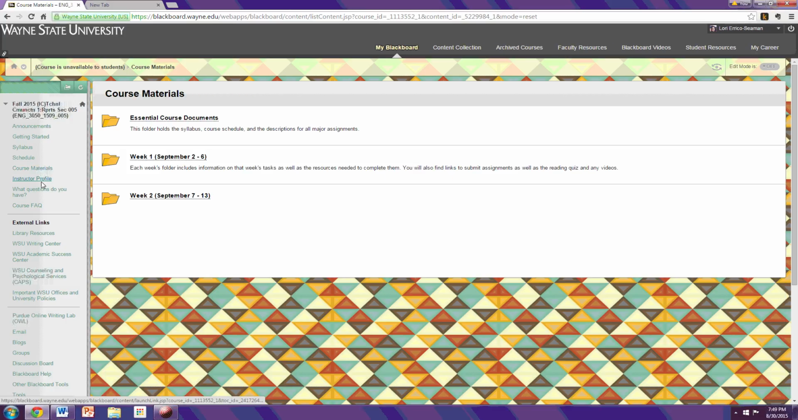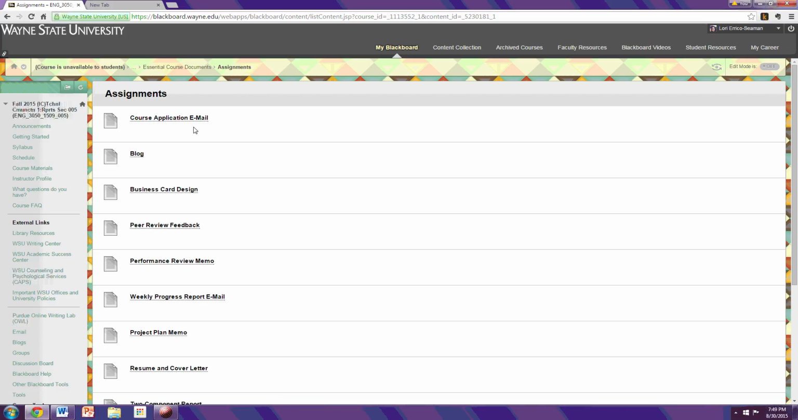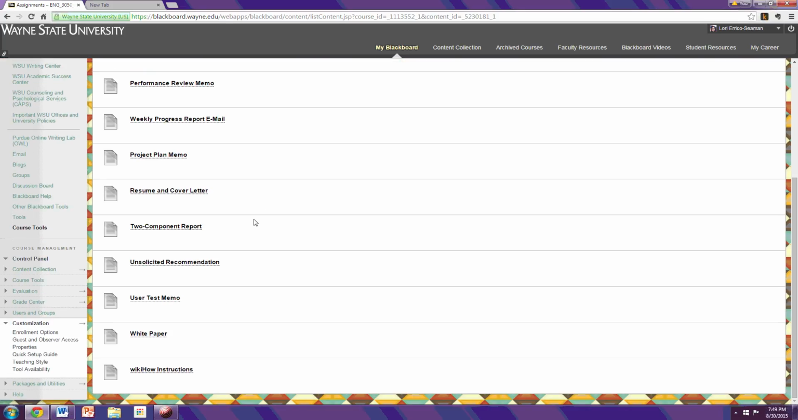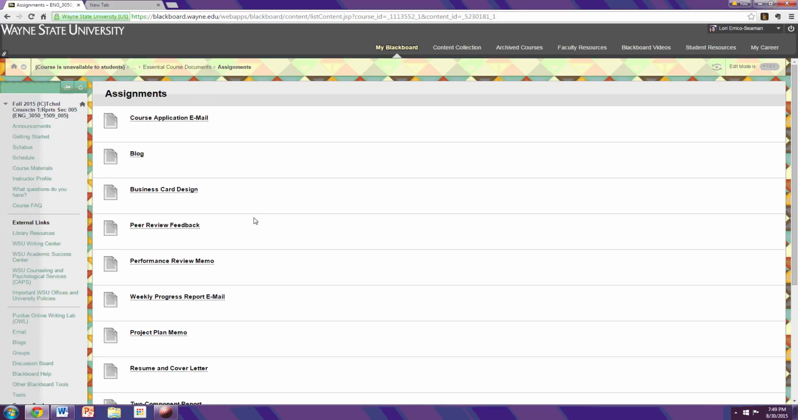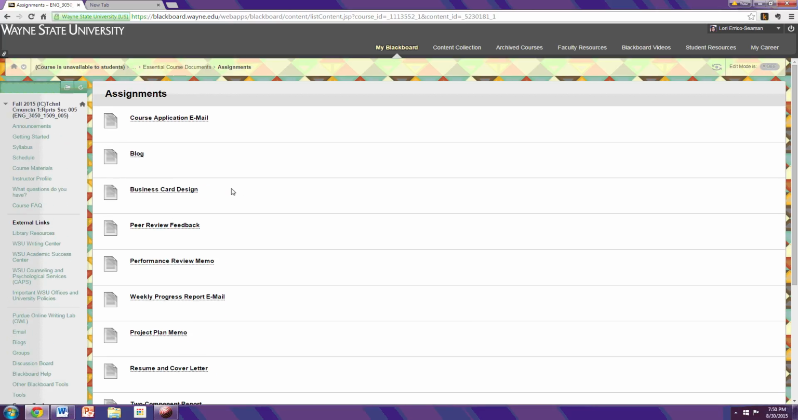Now that same information can also be found in Course Materials. This is the heart of the course. At the top is the essential course documents, where you will find another copy of the syllabus, another copy of the schedule, and descriptions for all of the major assignments in this course. So if you ever find yourself wondering what to do, you can go to this page and find a description of each assignment.